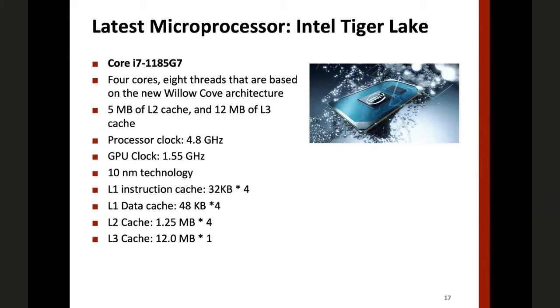Processor speed is 4.8 gigahertz. Now you may find that processor speeds are not moving beyond a point, right? And we'll see why. GPU clock. Now each processor also has a GPU nowadays, because we do a lot of graphics related work. This one uses 10 nanometer technology and so on. So this is a very latest chipset with very high transistor density.